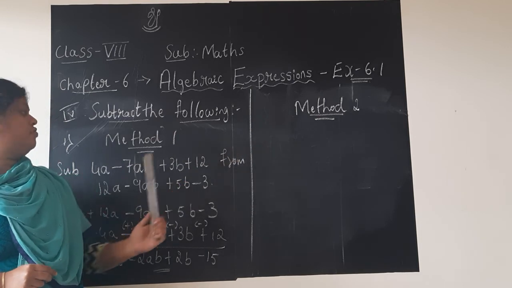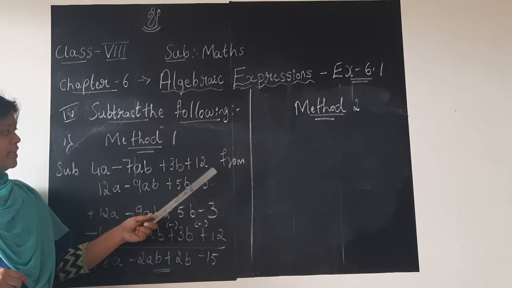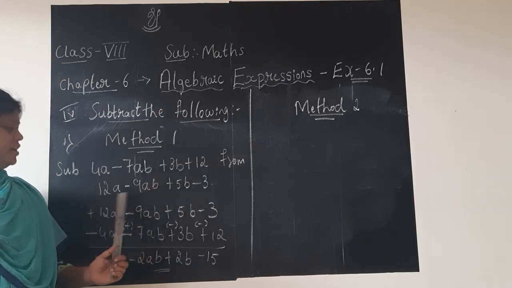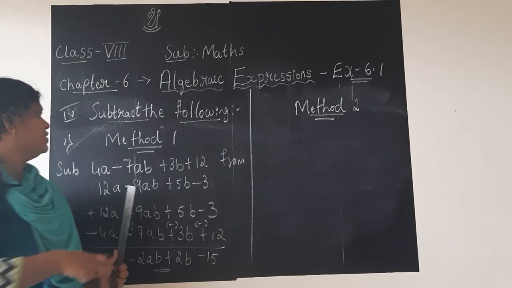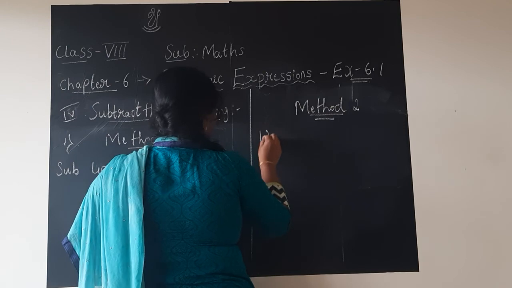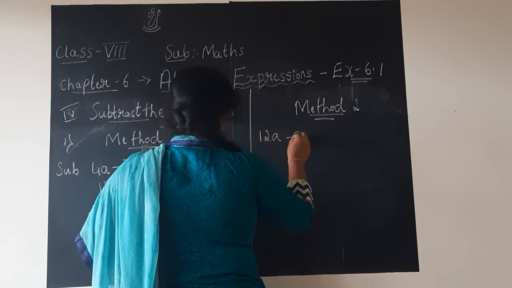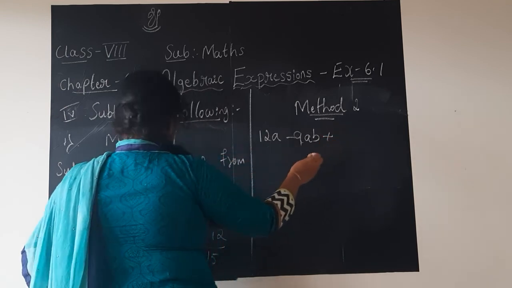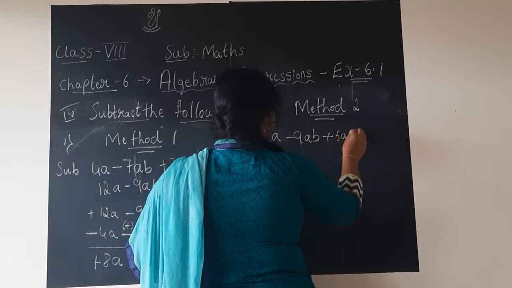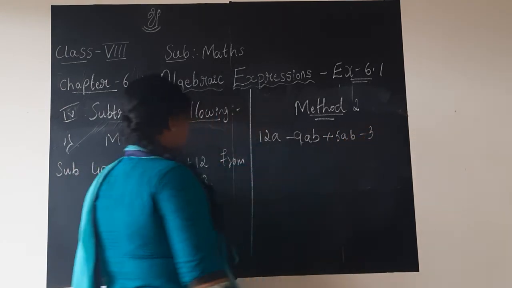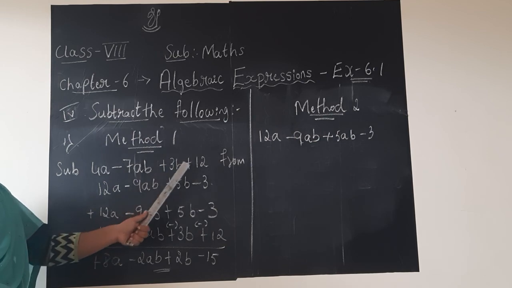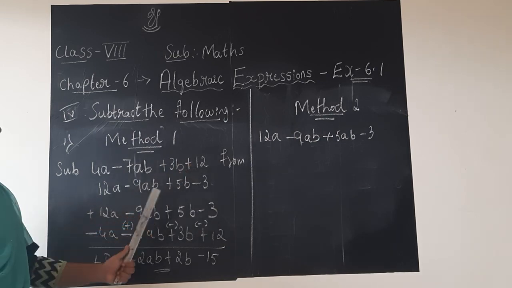The method 2 for the same question. So as usual, after 'from' whichever expression is given should be written first, as we did in this case. So let us write. It is 12a minus 9ab plus 5b minus 3. That is our second algebraic expression. And 4a minus 7ab plus 3b plus 12 should be subtracted from this.